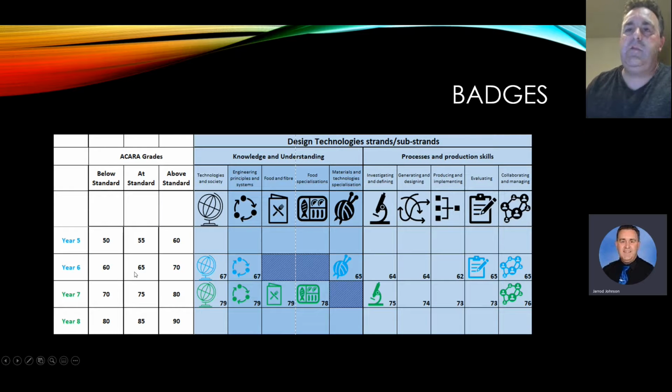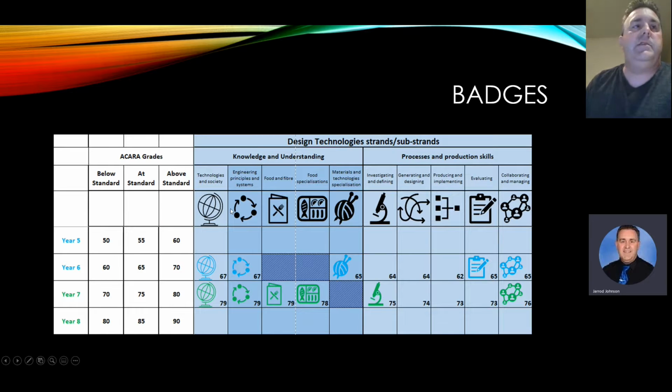This student's actually reached their at standard, so they've got a 67, and they've done that, so therefore they've got their competency, and they get their year 6 badge. So it's the same as the technologies and society, and all of ACARA, the substandards or substrands, actually are the same across all year levels, and that's the same for just about every subject that I know of.